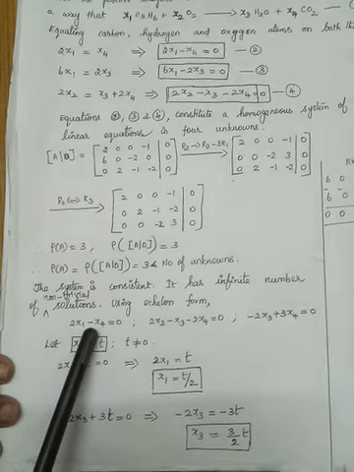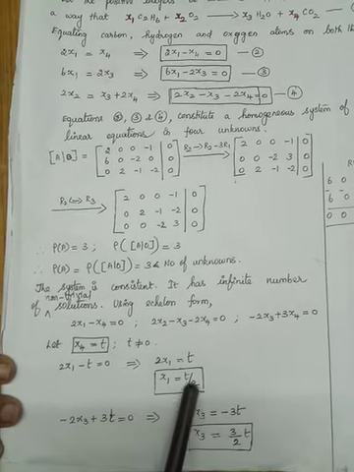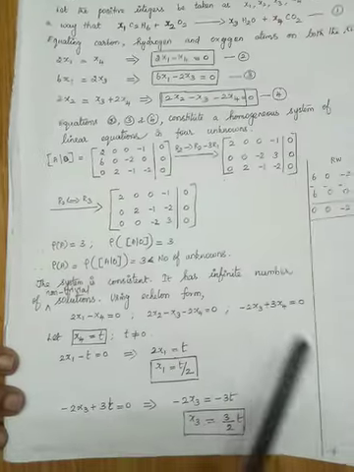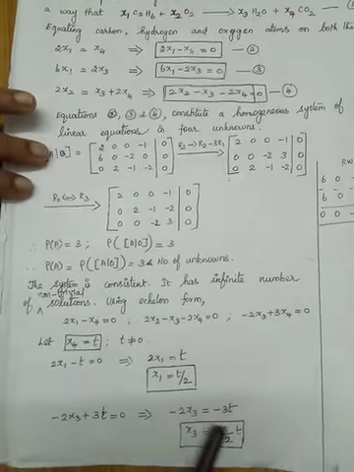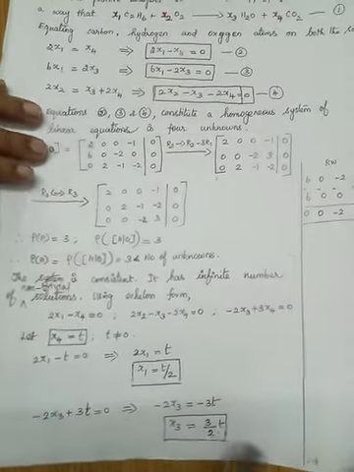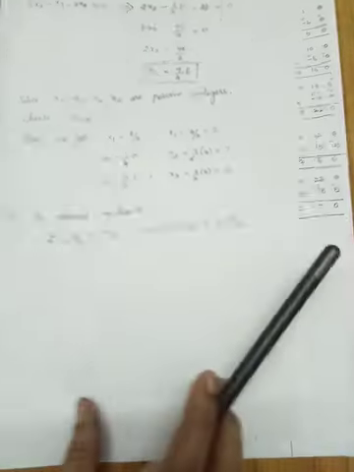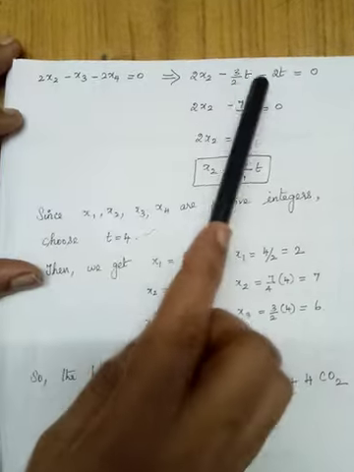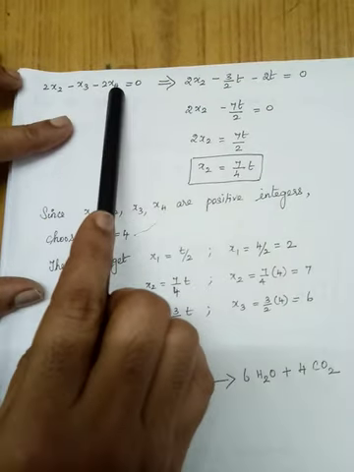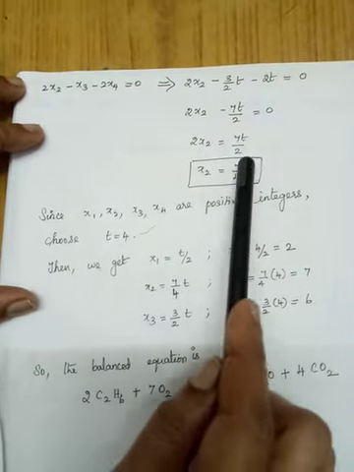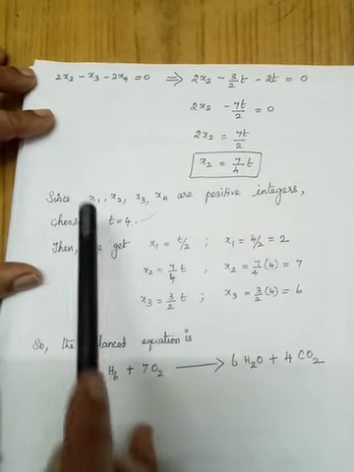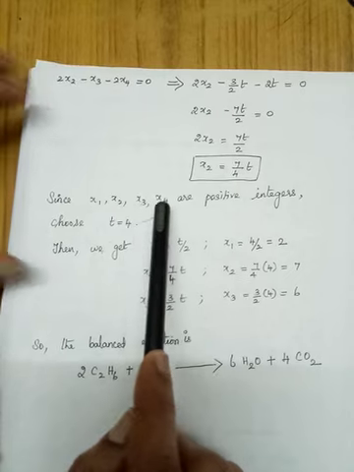While you are substituting here, you will get x1 is equal to t by 2. The same x4 is equal to t, when you substitute in this equation, you will get x3 is equal to 3 by 2 into t. Go for the next one. When you substitute the x3 and x4 values, you will get x2 is equal to 7 by 4 into t.